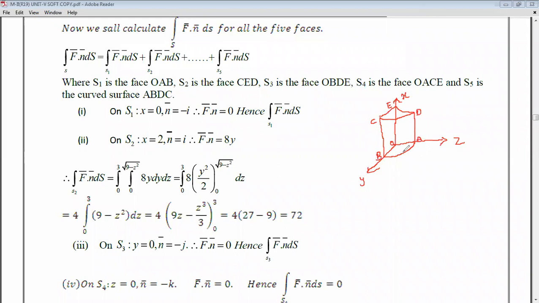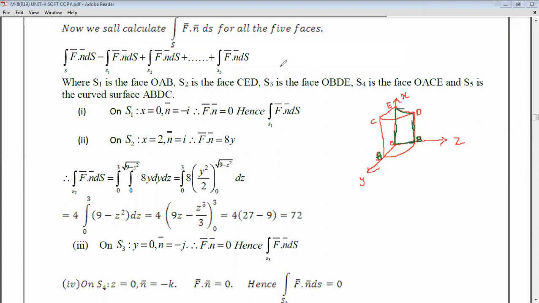So this is the first one, OABM. This is OAB, and next CED, and next one OBDE. OBDE is nothing but, here it is having, let us see, we'll give a different color. OBDE. It means they gave A here, and this is B. So OBDM. This is another one, S3. This is S3M.